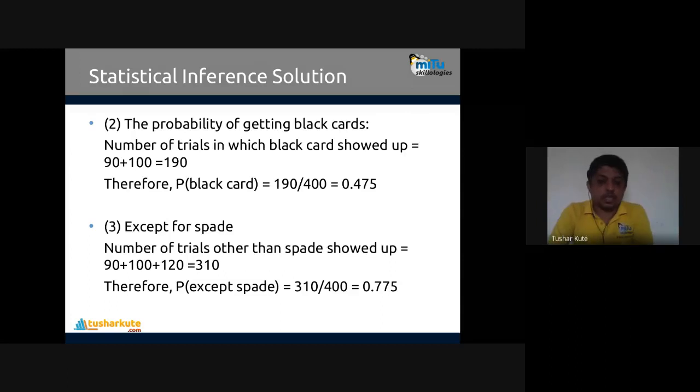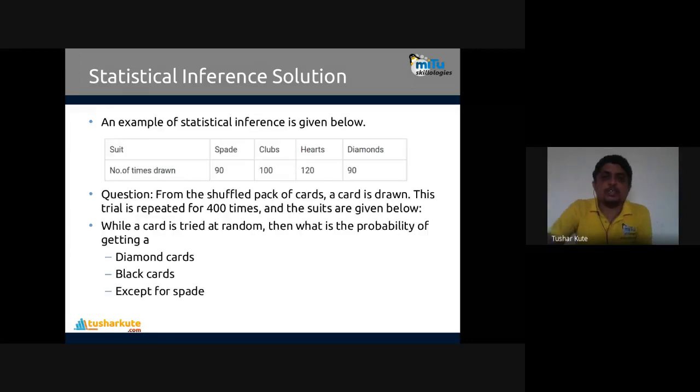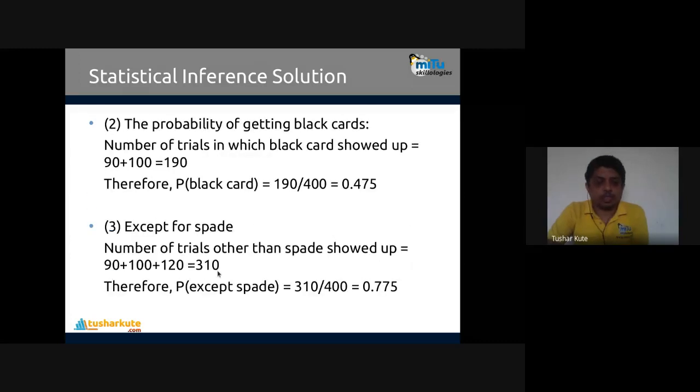Then the third case: except spade, meaning the remaining others are taken. The number of trials when something other than spade showed up is 100 plus 120 plus 90, which is 310, because if you subtract 90 from 400, you get 310. So except spade, other cards are drawn, and the probability of it is 310 out of 400, which is 77.5%.